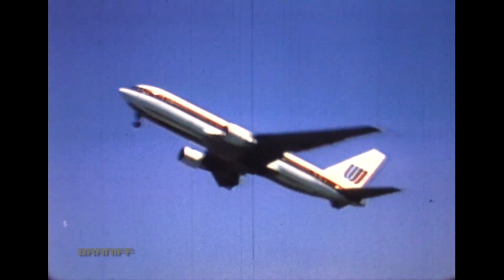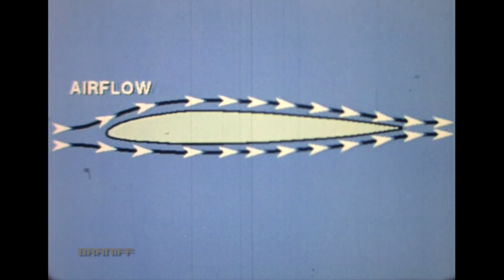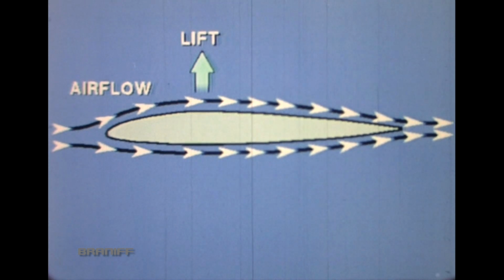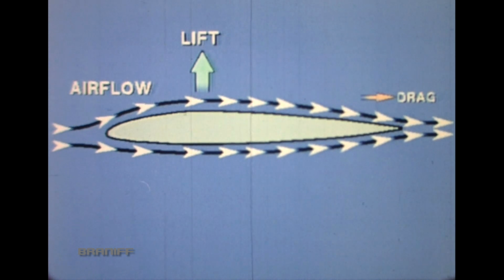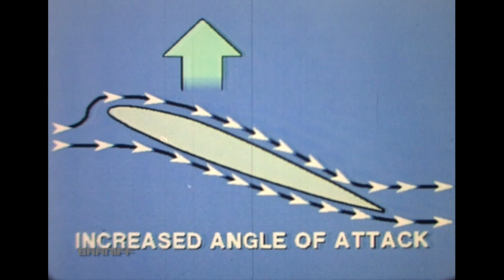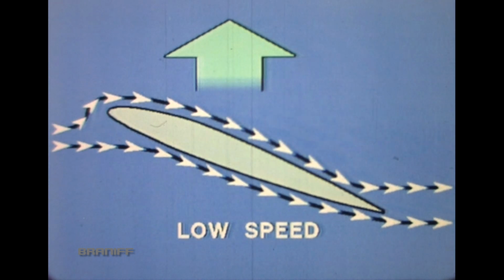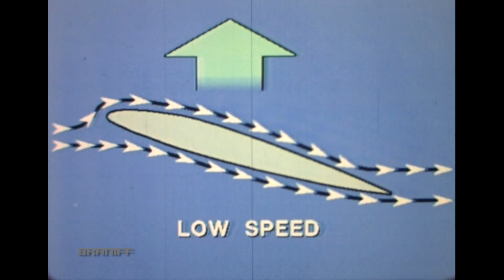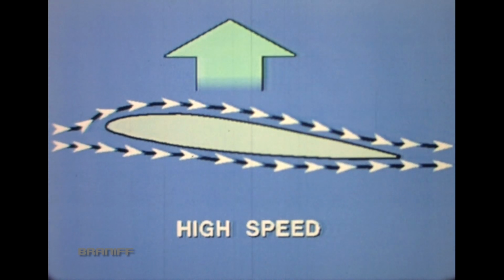For an airplane to fly, airflow over the wing surfaces produces an upward force called lift. A retarding force called drag is also produced. The amount of lift produced by a specific wing depends on the speed of the airflow over the wing. The faster the airflow, the more lift is created. This can be accomplished by either increasing the speed of the airplane, airspeed, or increasing the angle the wing makes to the airflow, angle of attack. During flight, both airspeed and angle of attack are varied to control and maintain the desired amount of lift.